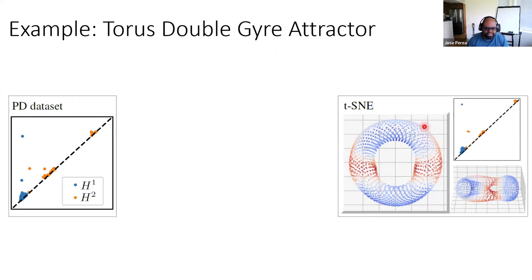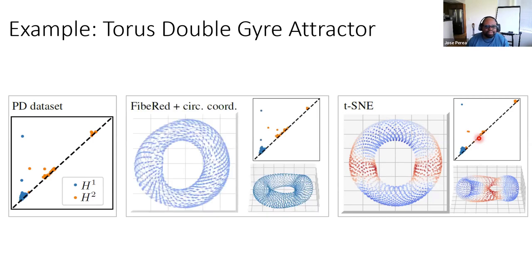And when you do t-SNE, then the persistence diagrams are completely destroyed, right? You lose your two classes in dimension one, and then your class in dimension two now gets doubled. And the reason is that t-SNE pinches and crushes the red regions, and it creates artificial classes in dimension two. This is what the fibered map does. It recovers the torus exactly, and you can even put arrows to recover the dynamics.